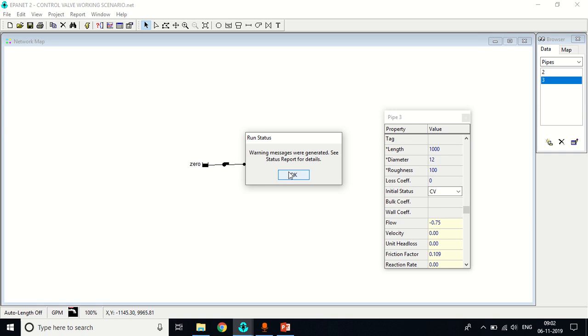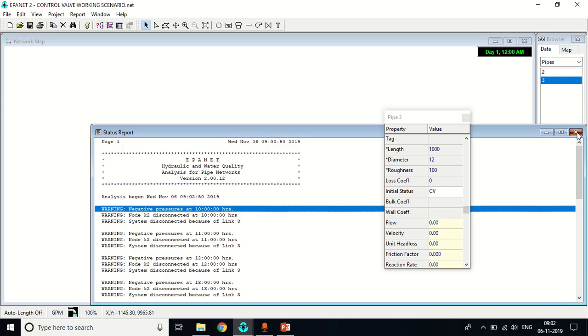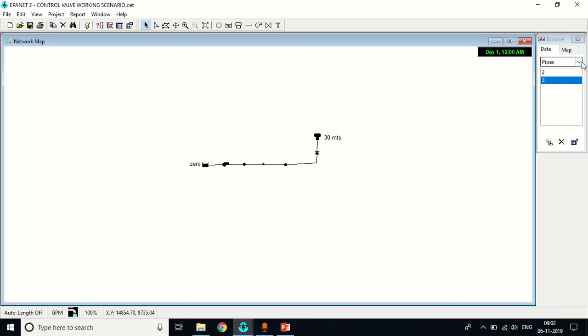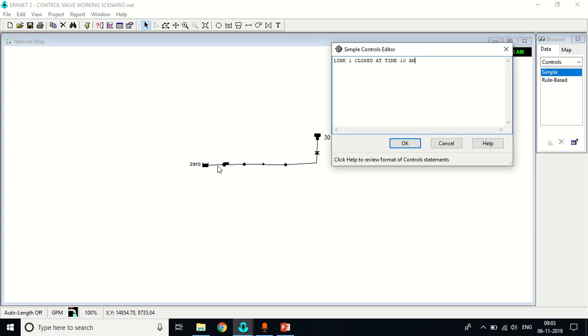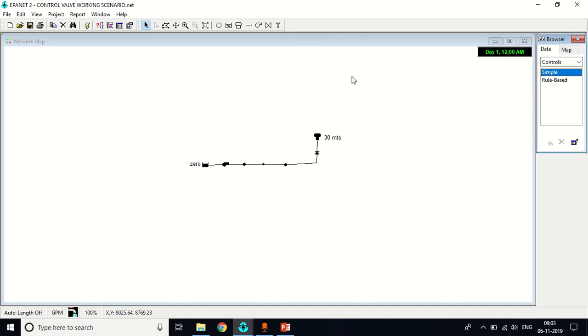Again, you can see there is a warning. But I want to tell you one more thing. I have adjusted the controls of the network. That is, I have set link 1 closed at 10 a.m. I have set this command line. That means after 10 a.m., link 1, which is a pump, will not work, or it will be closed. We can even change the status of pipes as well.